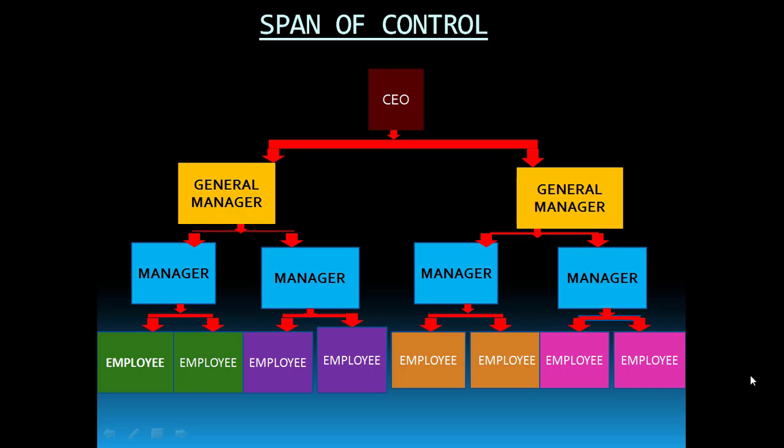So, we see here the CEO is at the top level of management, and under the CEO there are two general managers. So, for the CEO the span of control is 2 because he is managing two subordinates under him. In the same way, the general manager manages two managers under him. So, for the general manager also the span of control is 2 because he too is managing two subordinates under him. And under the manager there are two employees each. So for the manager too, the span of control is 2 because the manager is managing two subordinates who are the employees under him. Now this is span of control.